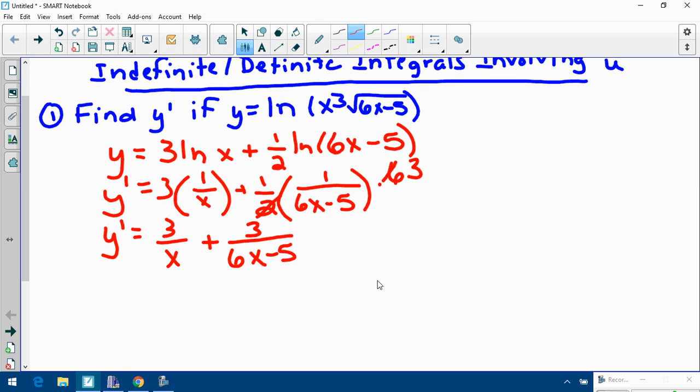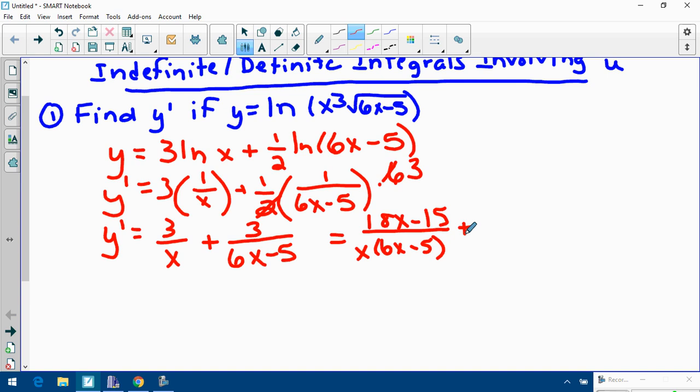And remember, depending on if it's multiple choice or short answer, that's totally an acceptable way to leave it. But if it was multiple choice, maybe they'd rewrite this as one fraction. So we'd have to multiply the first fraction top and bottom by 6x minus 5. So what would that be? That would be, on top we'd have 18x minus 15 over x times 6x minus 5.